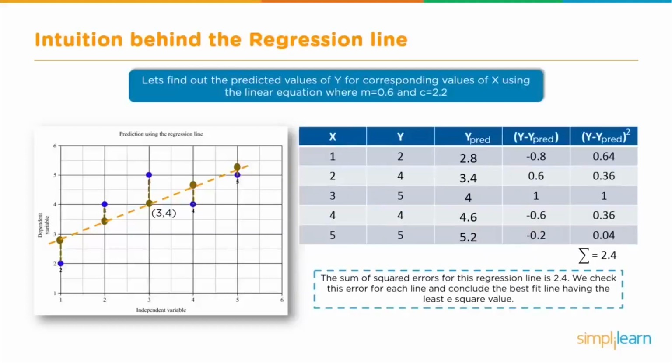If we put these into a nice chart where you can see x and you can see y, what the actual values were, and you can see y predicted, you can easily see where we take y minus y predicted and we get an answer. What is the difference between those two? And if we square that, y minus y predicted squared, we can then sum those squared values. That's where we get the 0.64 plus the 0.36 plus 1, all the way down until we have a summation equals 2.4. So, the sum of squared errors for this regression line is 2.4. We check this error for each line and conclude the best fit line having the least e square value.